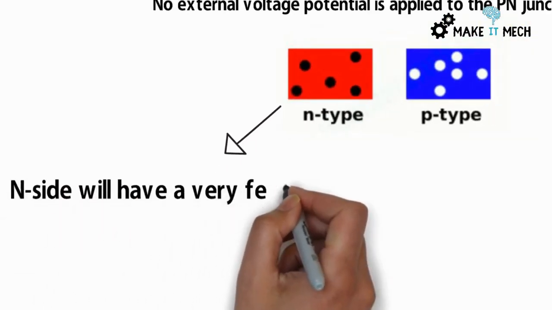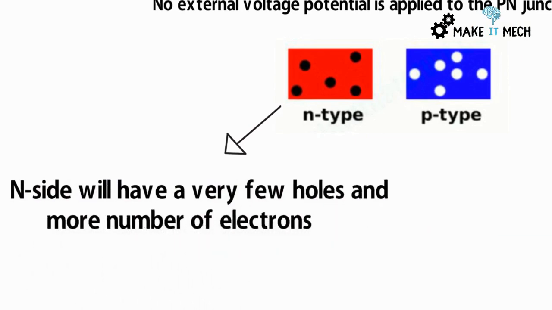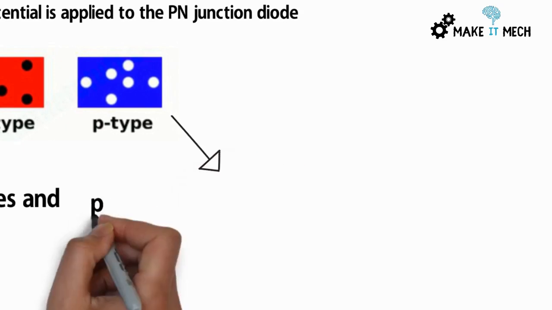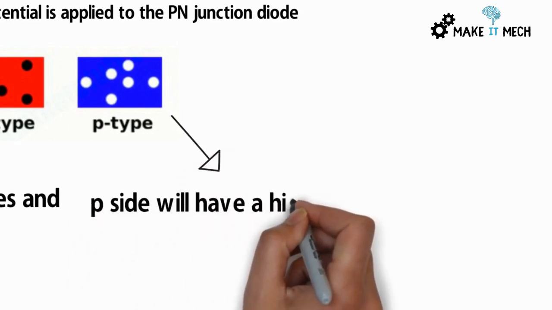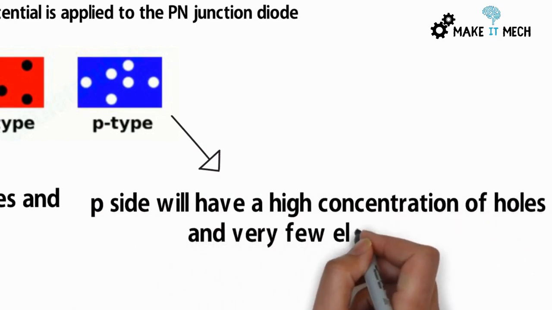In N-type, the N side will have very few holes and a larger number of electrons. While in P-type, the P side will have a high concentration of holes and very few electrons.